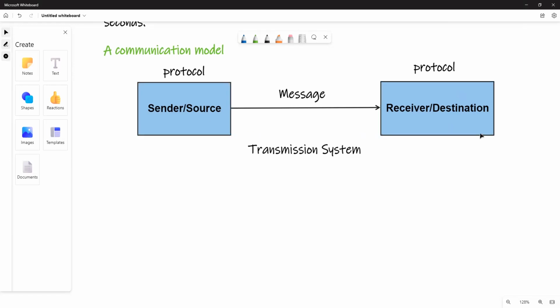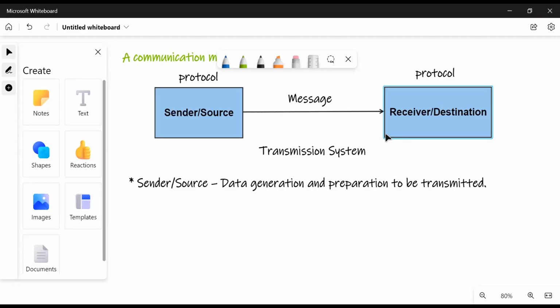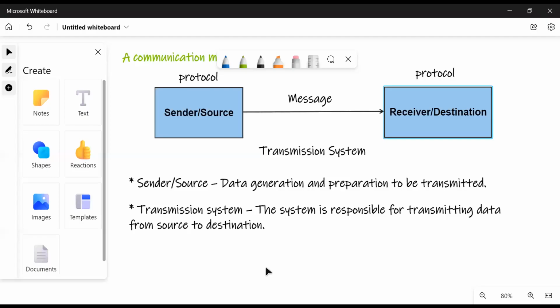You have at least two parties: one generating the data, who will send it to some other place where you receive the data. So let's look at the details of this. In the communication model, we have a sender or source where the data is generated or prepared to be transmitted.